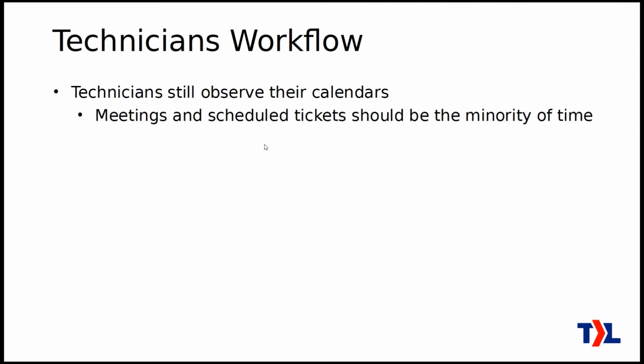Basically, they're working through their Kanban board anytime that there's not something in their calendars. Now, actually, that's going to be the majority of the time. The meetings and the scheduled tickets should be the minority of their time. So they are going to have the bulk of their week, like 75% of their week at least, I would say, is going to be unscheduled, meaning that's when they're working through their Kanban board.